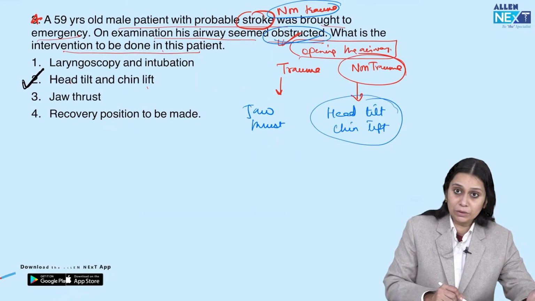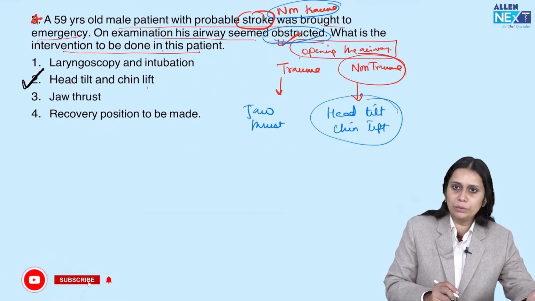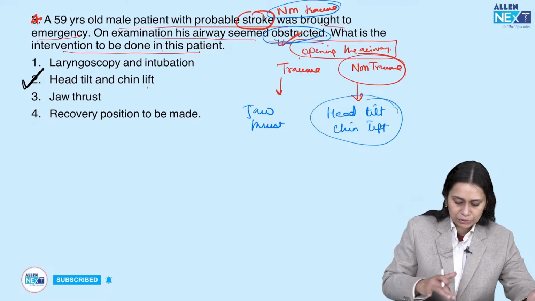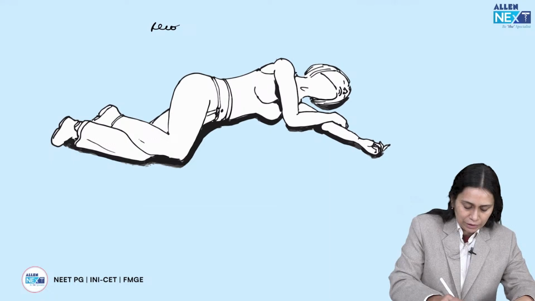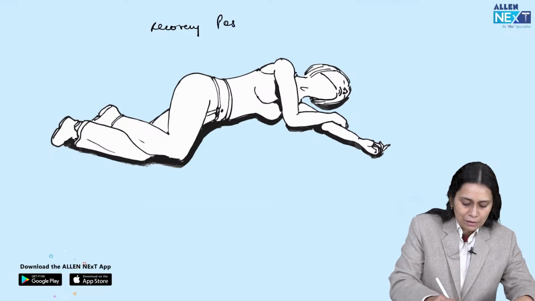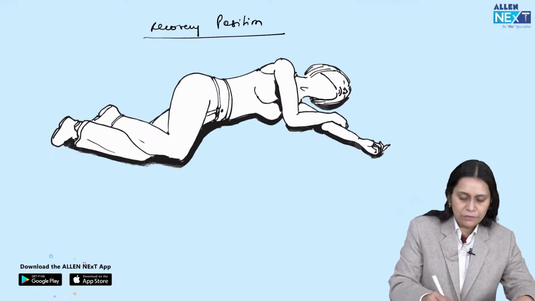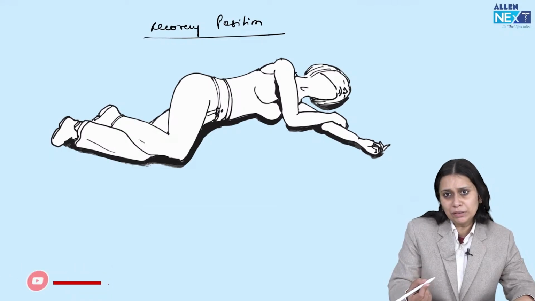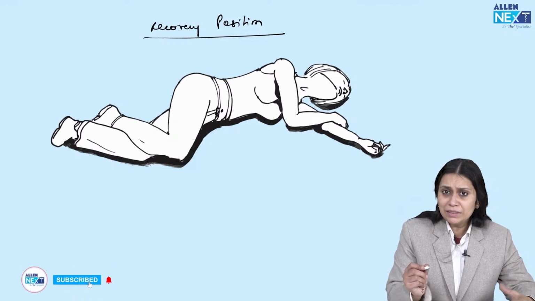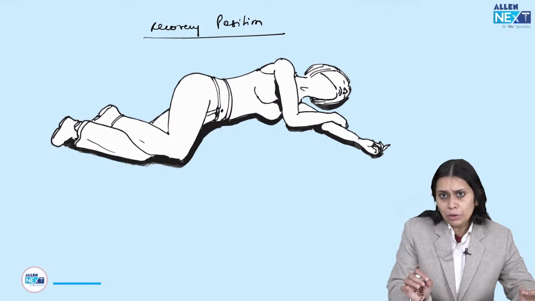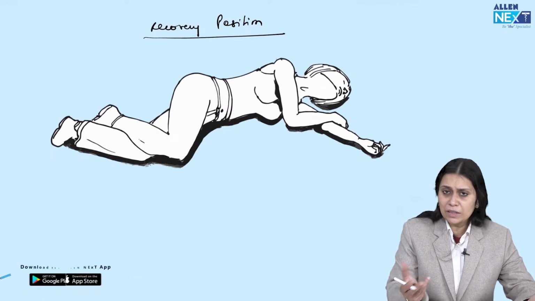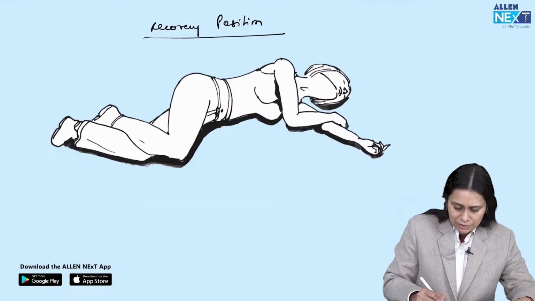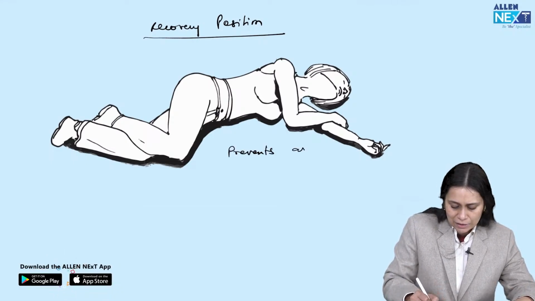Now the fourth option was rather recovery position to be made. So what is the recovery position? This is the recovery position. Okay. What is the benefit of recovery position? This position prevents aspiration. It prevents the food and vomitus from going into the respiratory tract.